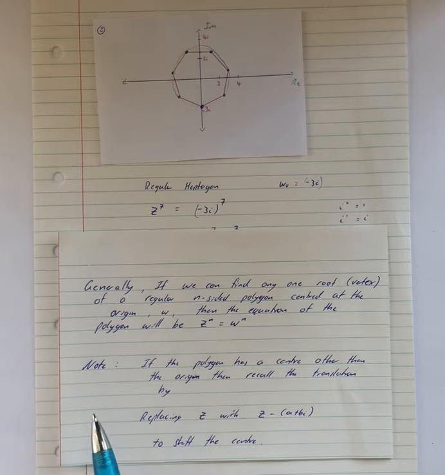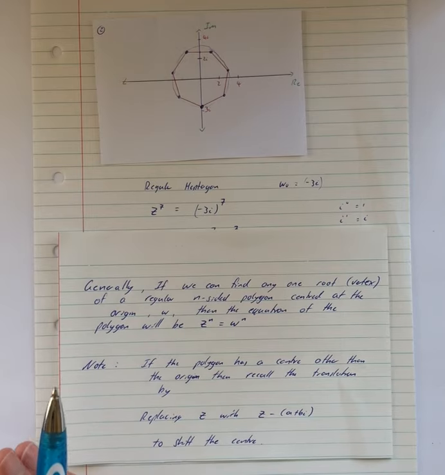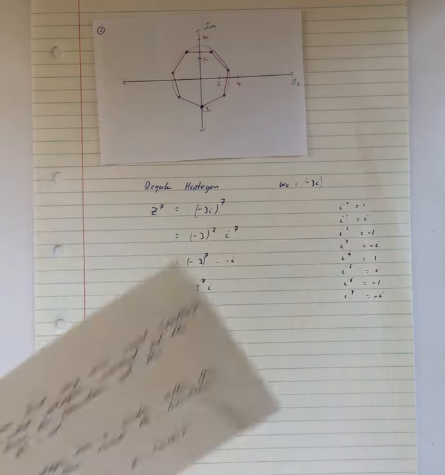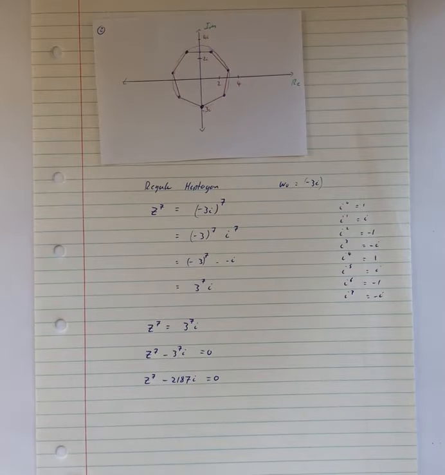So side note, if the polygon has a center other than the origin, then recall the translation: replacing z with z minus (a plus bi) to shift it to the center, or, if you find the solutions, then shifting all those solutions back. Okay. That's a wee bit of information for us, but let's just do another example.